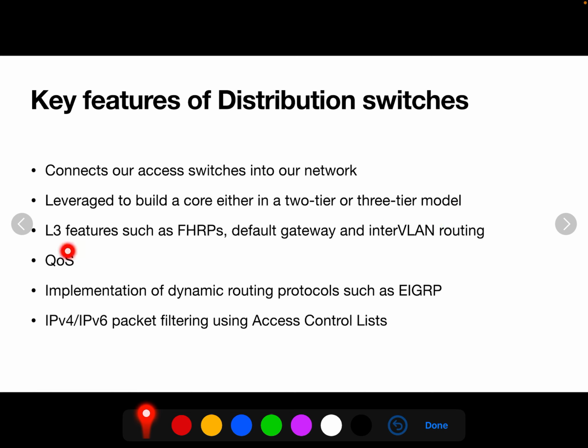Now, layer 3 features. First hop redundancy protocols, default gateway, inter-VLAN routing. These are also features of the distribution switches, to perform those layer 3 routing functions. Quality of service as well, and the implementation of dynamic routing protocols such as EIGRP and OSPF, and finally IPv4 and IPv6 packet filtering using access control lists. So there's quite a lot that distribution switches do.